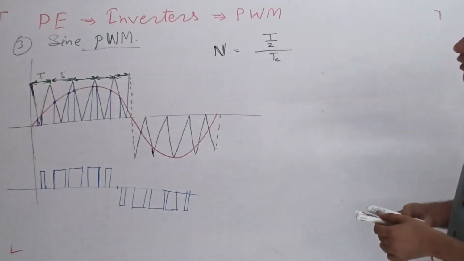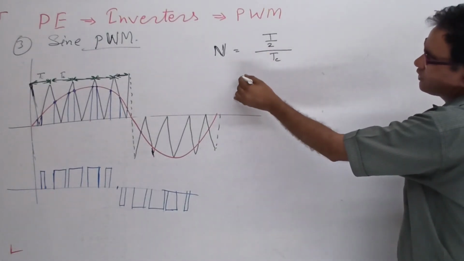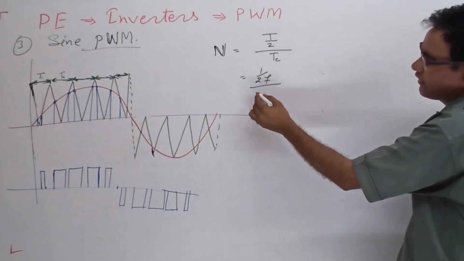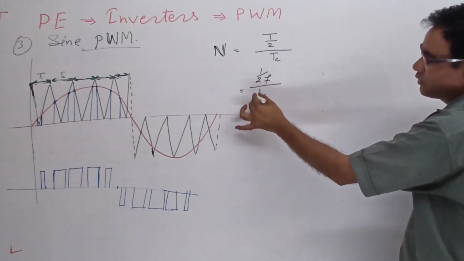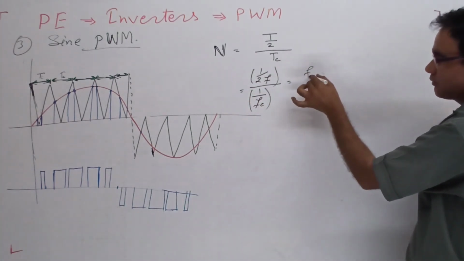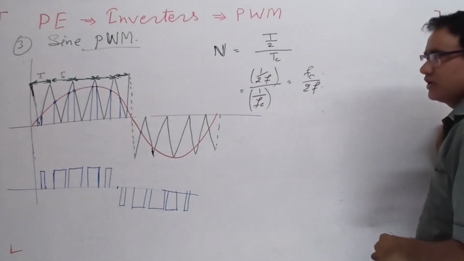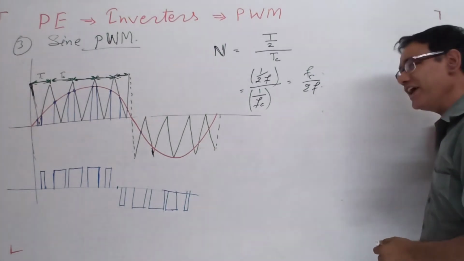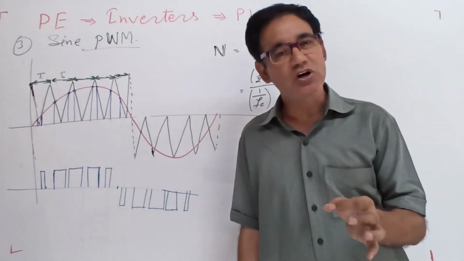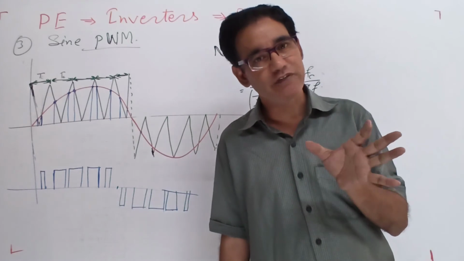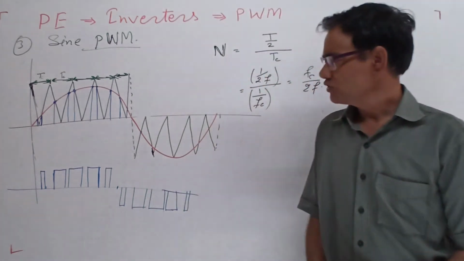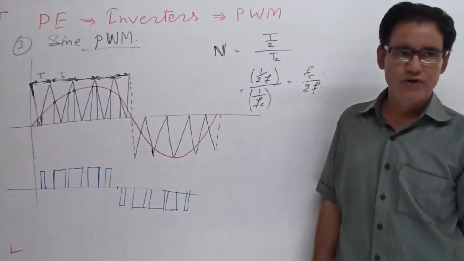This can further be written down. T is known as 1 upon 2f frequency. T is 1 upon frequency, which is equal to 1 upon Tc, which is equal to Fc. So it is equal to Fc upon 2f. So this is it. Decide and find out the total number of pulses in the wave in a half of the cycle. We'll find out. So this is very easy to find out.